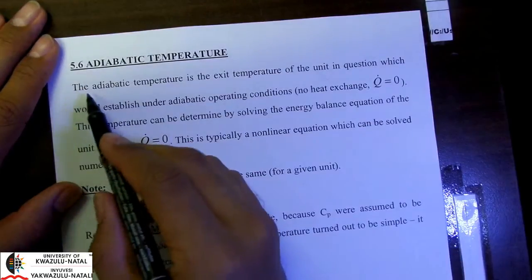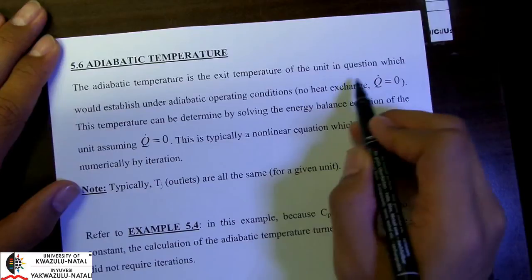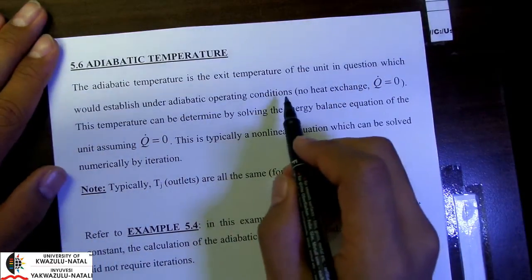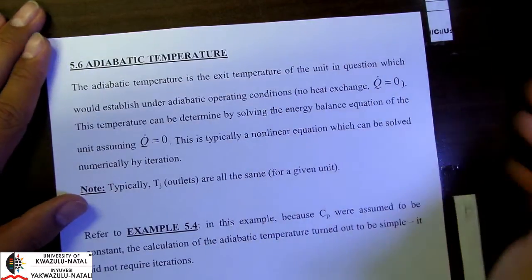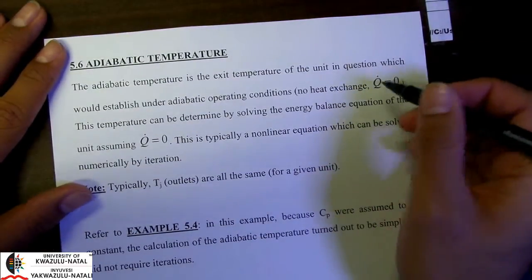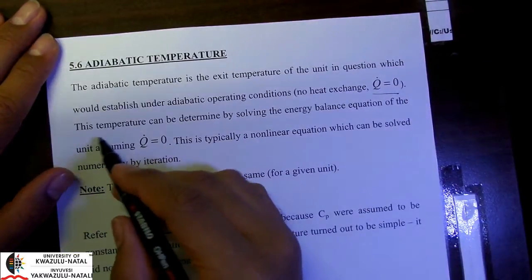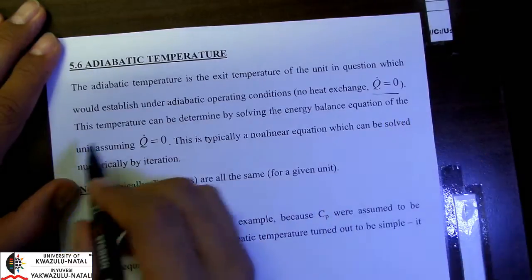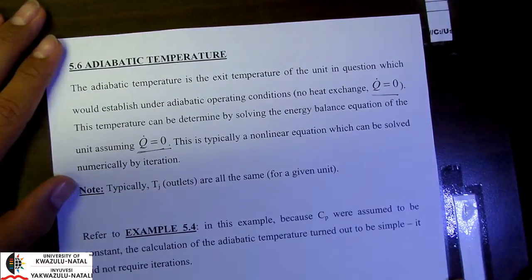So the adiabatic temperature is the exit temperature of any unit in question, which would be established under adiabatic operating conditions. In other words, no heat exchange. An adiabatic system has no heat exchange, so we will have Q dot or our dQ/dt being equal to 0. Now this temperature can be determined by solving the energy balance, assuming of course dQ/dt is equal to 0.